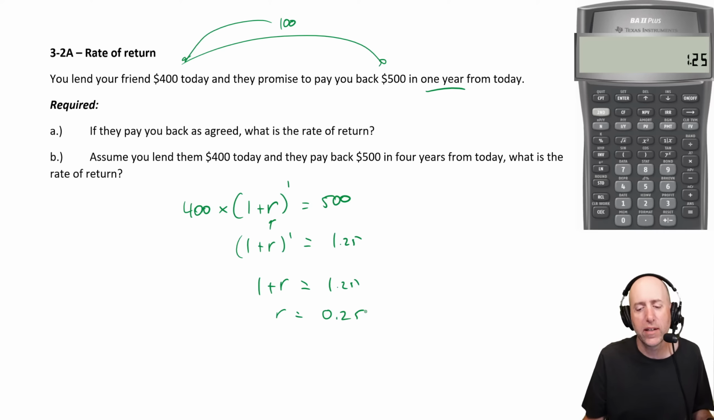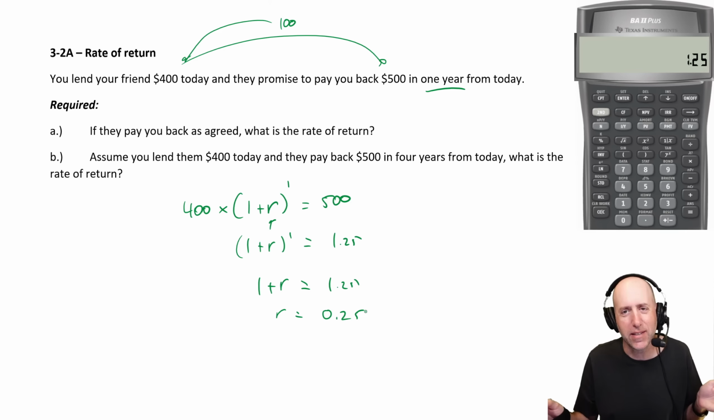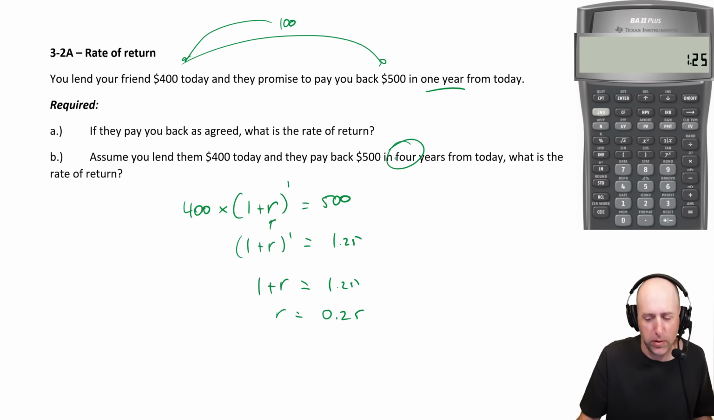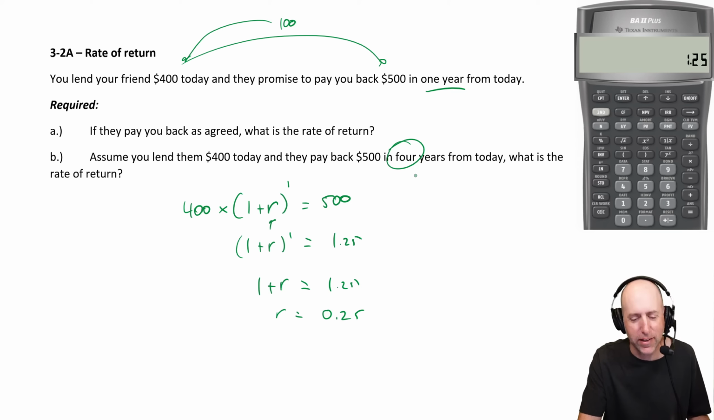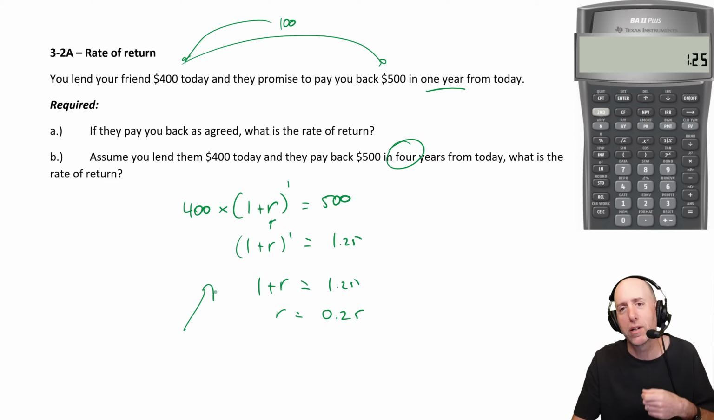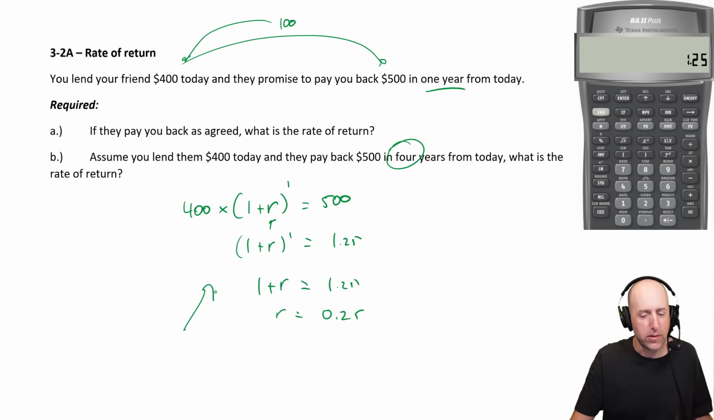Now, 1 year from now, I think you can just do it the quick, easy way, but very likely you'll be given multiple year situations, and if that's the case, you're going to need math. You're going to need the formula on your side. So it says, assume you lend them $400 today and they pay back the $500 in 4 years. So it's not 1 year from now. They hold on to the money for 4 years and they give you $500. So you earned $100 of interest over 4 years, not over 1 year.